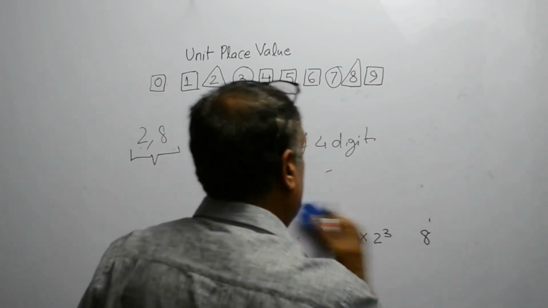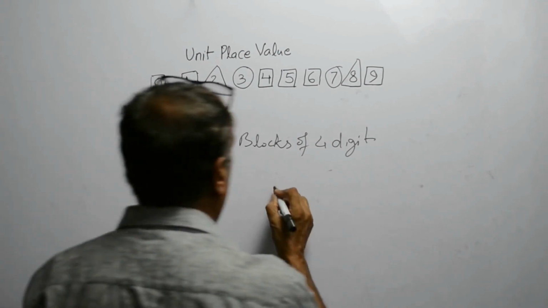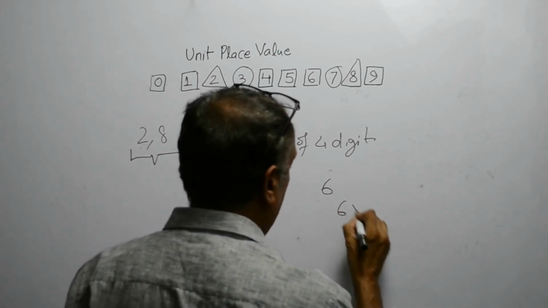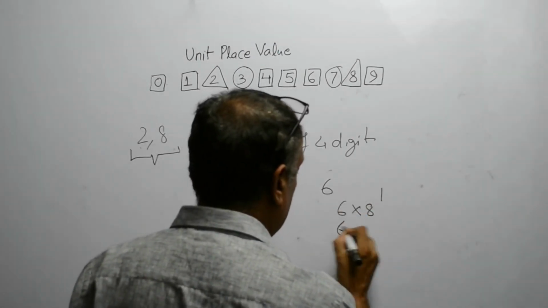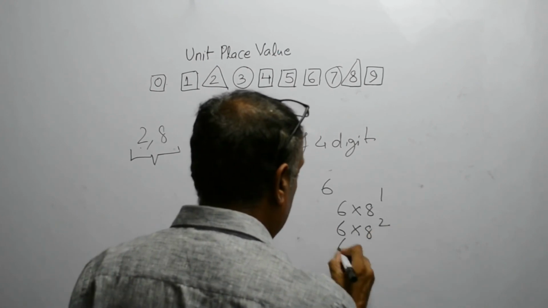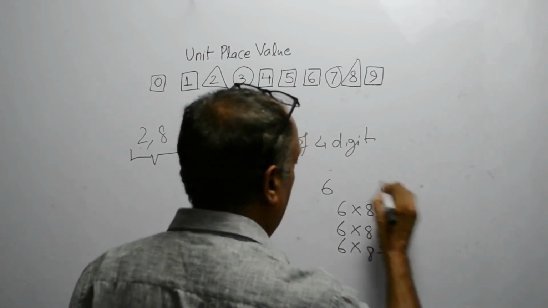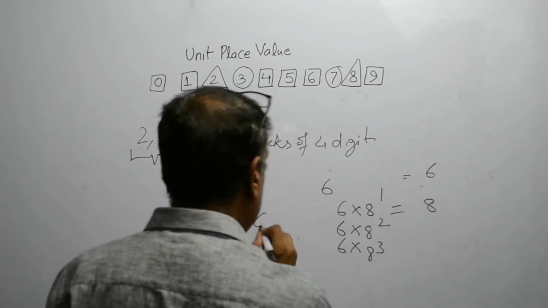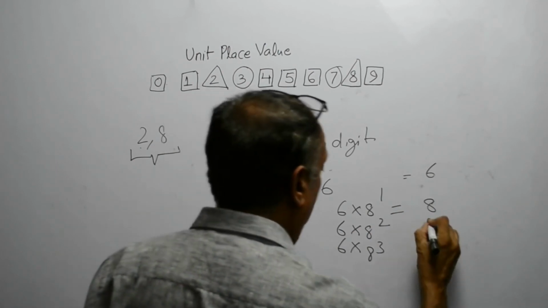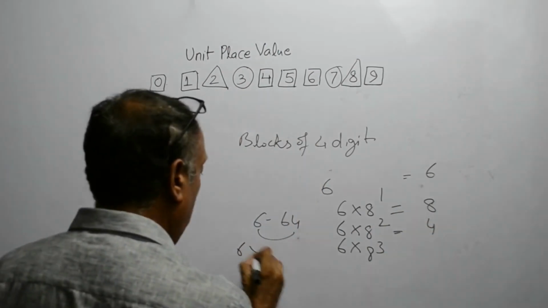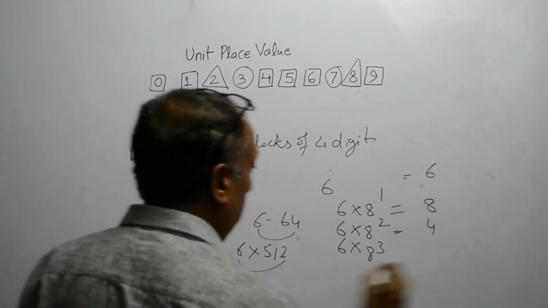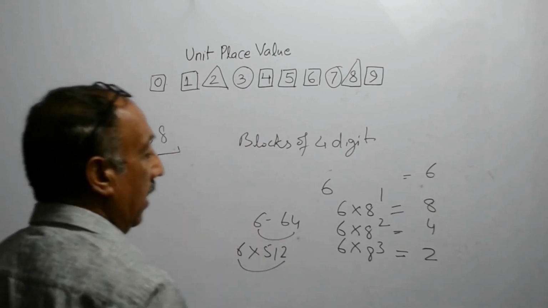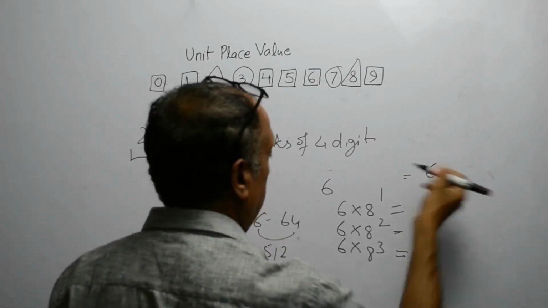Now when the number will be 8, the answer will be either 6 or 6 into 8 raised to power 1, 6 into 8 raised to power 2, 6 into 8 raised to power 3. The answer will be either 6 or 48, 8 or 6 into 64, 4 or 6 into 512, 2. So 6. So in case of 8, the answers will be 2, 4, 8 or 6.